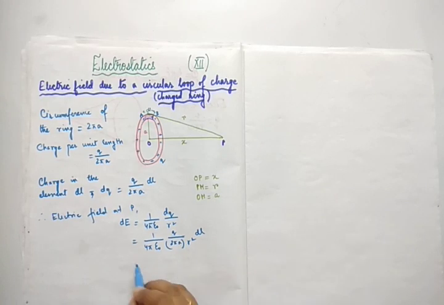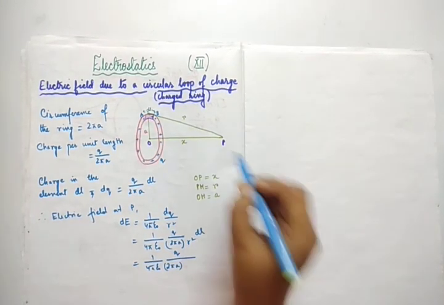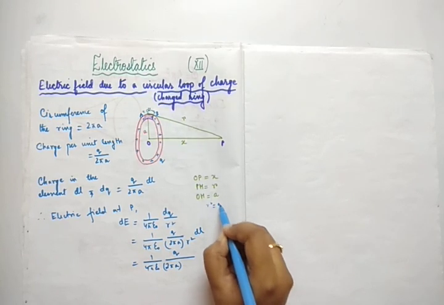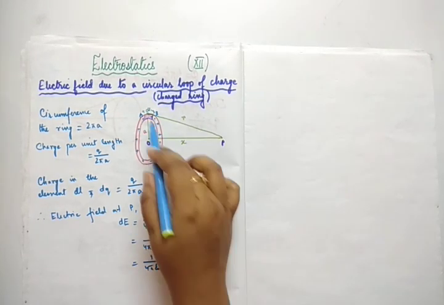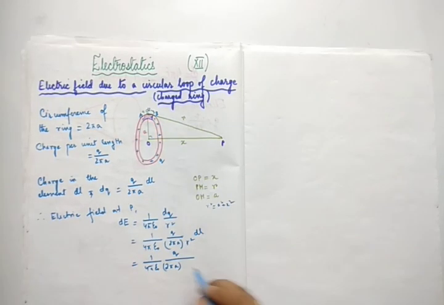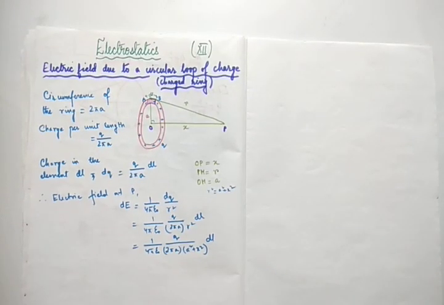One thing you can do, in place of r square, from Pythagoras theorem, since this is 90 degrees, r square equals a square plus x square. So we can write it as q by 2 pi a into a square plus x square, into dl.